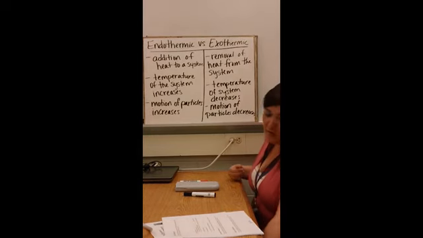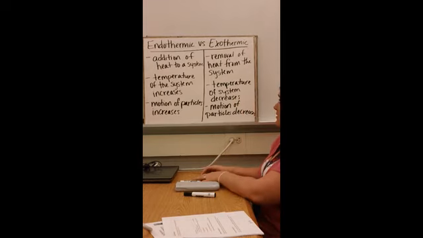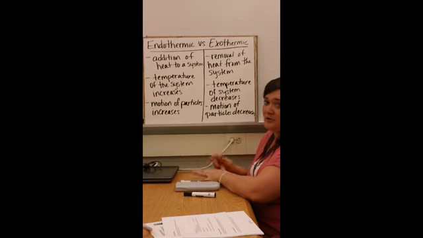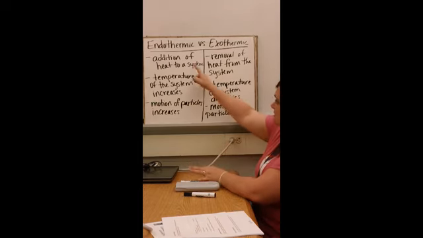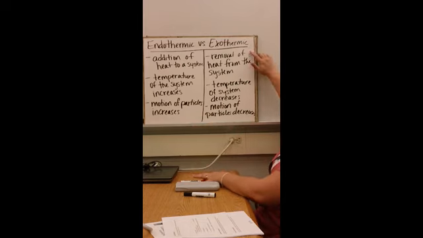Two terms you've heard a lot in your science careers are endothermic and exothermic. We do want to make sure we understand the difference. Endothermic is the addition of heat to a system. The temperature of the system increases, and therefore the motion of the particles of the system increases. Whereas exothermic is the removal of heat from the system, and so the temperature of the system decreases, and the motion of the particles of the system decreases.